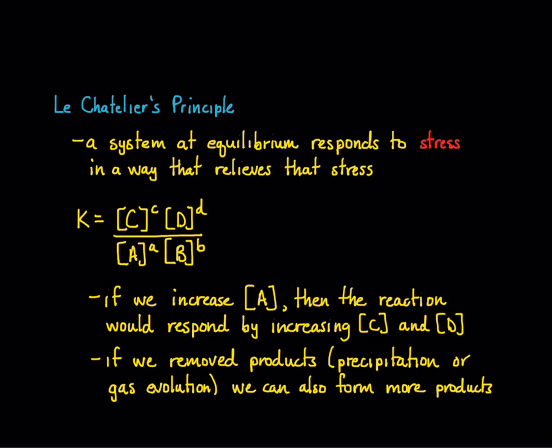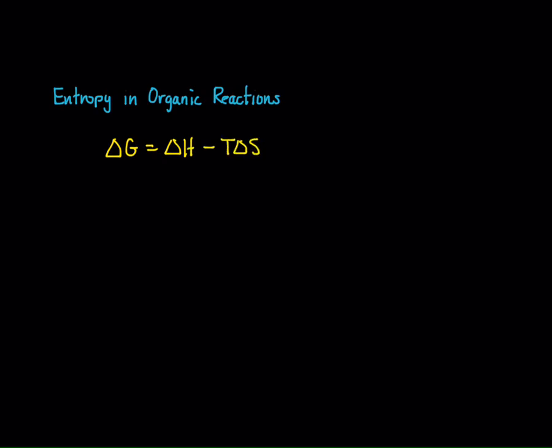So now that we've talked about equilibrium and thermodynamics, let's start talking about entropy and how entropy can be involved in a reaction. So again, let's recall delta G, Gibbs free energy, is equal to the change in enthalpy minus temperature times the change in entropy. So delta G is delta H minus T delta S.